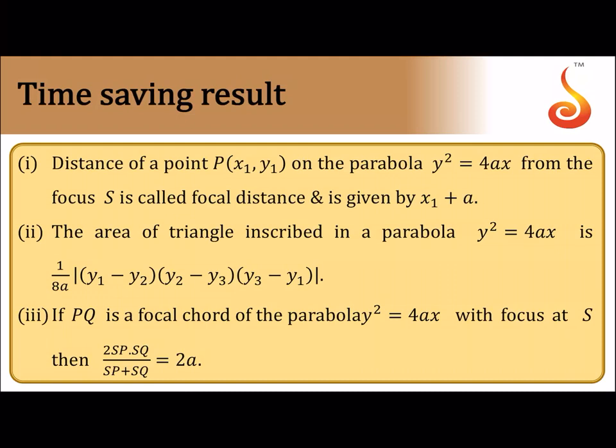So, time saving results, some results are there. The distance of a point P(x1, y1) on the parabola y square equal to 4ax from the focus is called the focal distance. Focal distance is x1 plus a, a very important formula. The area of a triangle inscribed in a parabola y square equal to 4ax is 1 by 8a times (y1 minus y2)(y2 minus y3)(y3 minus y1). Take a parabola. This is y1, this is y2, this is y3: y1 minus y2, y2 minus y3 and y3 minus y1.